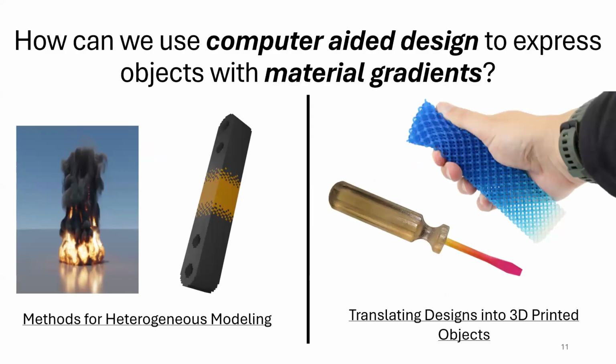So it comes to this big question that'll motivate the rest of the talk, and that's how can we use computer-aided design to express objects with material gradients? So I'll first talk about methods for heterogeneous design, and then I'll talk about translating those into actual 3D printed objects.